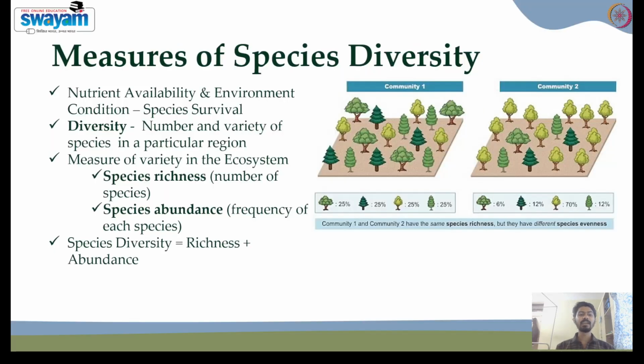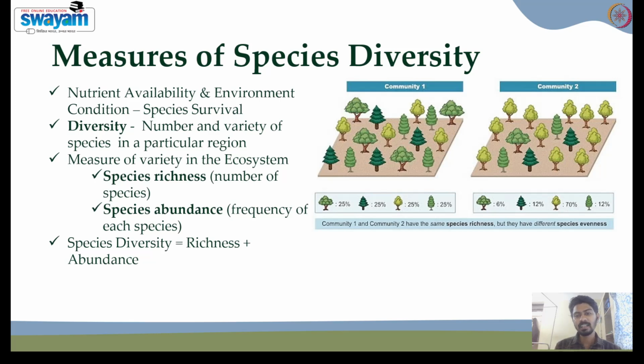If we look at diversity, there are two types that we can measure this variety in an ecosystem. First is species richness. Richness indicates how many species are there in a given ecosystem, that means how many types of species. Whereas the second term, species abundance, refers to the frequency of each species, that is, how much of each type is prevalent in a given ecosystem. So richness refers to how many species, whereas abundance refers to the frequency.